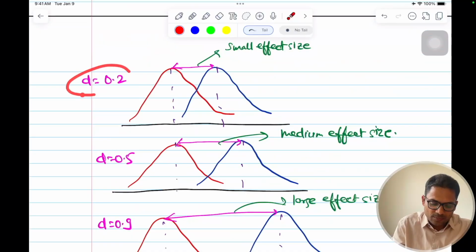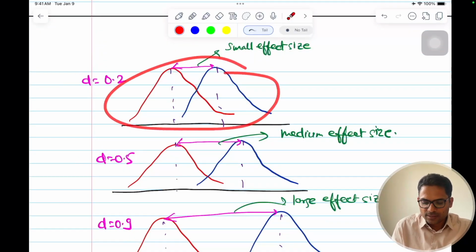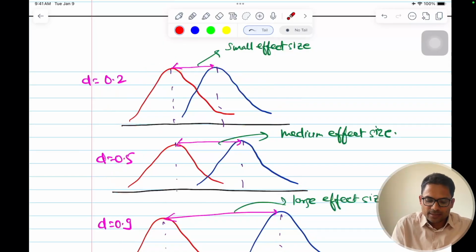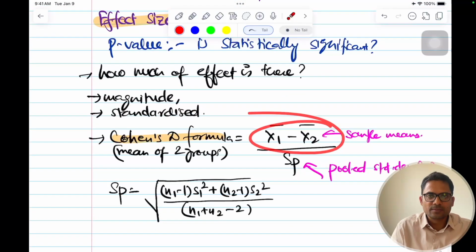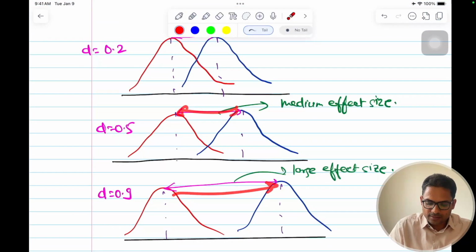Okay, so depending upon the Cohen's-d value, we can compare the two effects and the effect size. The closer they are, the smaller the effect size. And the farther apart they are, the larger the effect size. Okay, I hope that is clear.